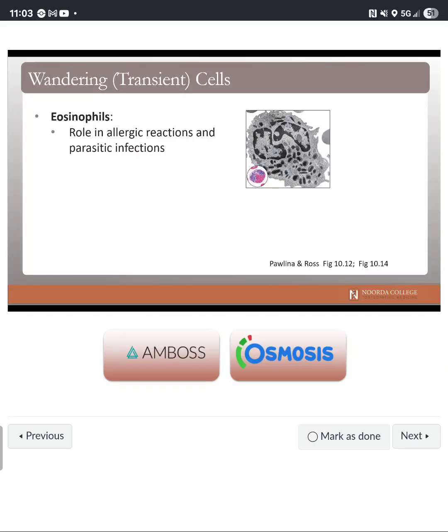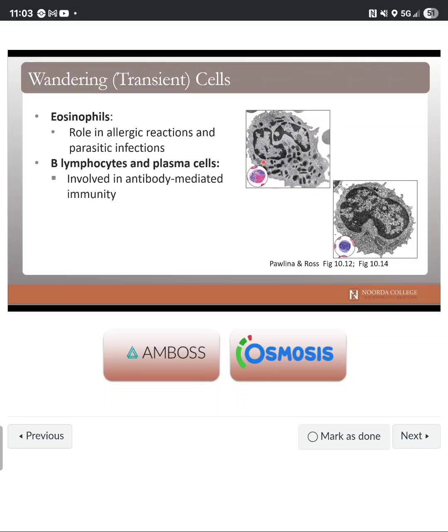Other wandering cells include eosinophils, which play roles in allergic reactions and parasitic infections. They have eosinophilic granules, and we will talk more about the consistency and specific functions of these immune cells later on. But this is just an introduction lecture for you all to be able to recognize these cells that can be present in the connective tissue.